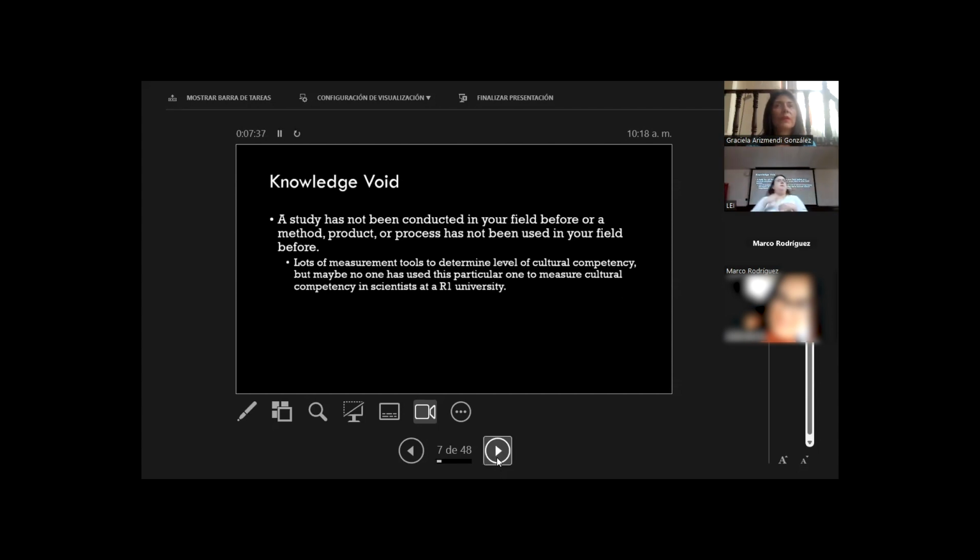A study has not been conducted in your field before, or a method, a product, or process has not been used in your field before. So an example here is that lots of measurement tools determine cultural competency. But maybe no one has used this particular tool, this particular survey, to measure cultural competency in scientists at this university. Right, we know the bigger, broader, general assumption, but we don't know about the specific context, right?